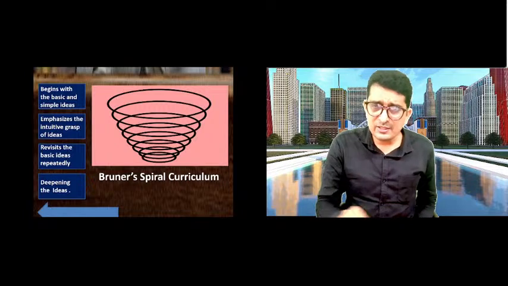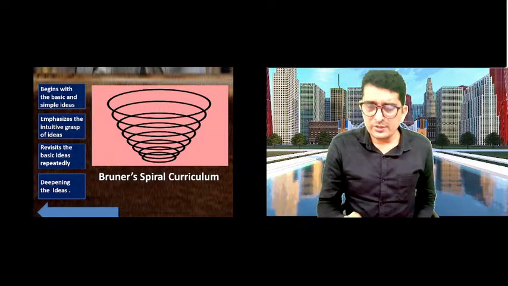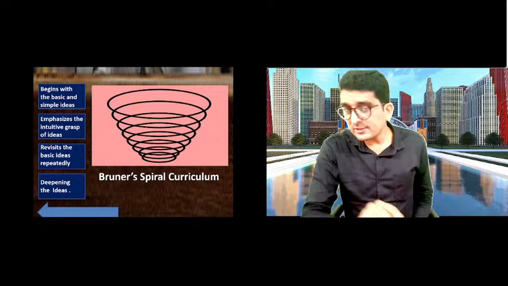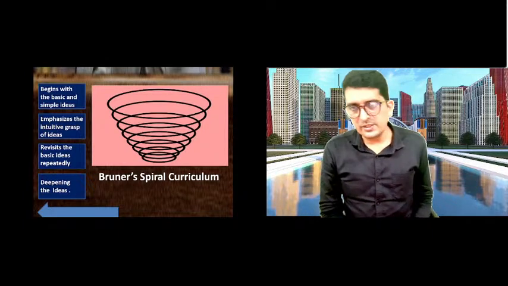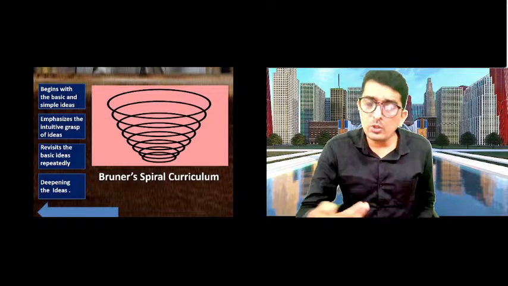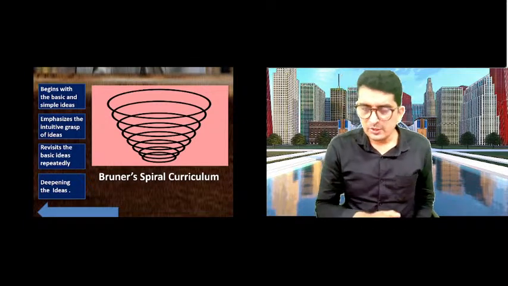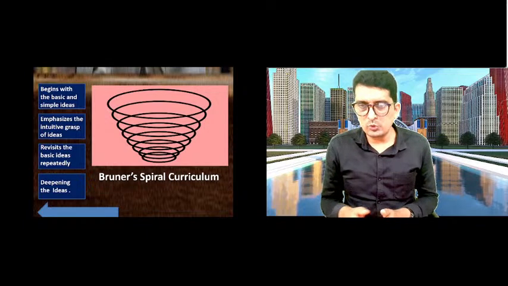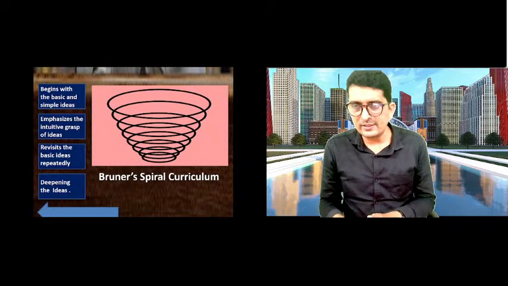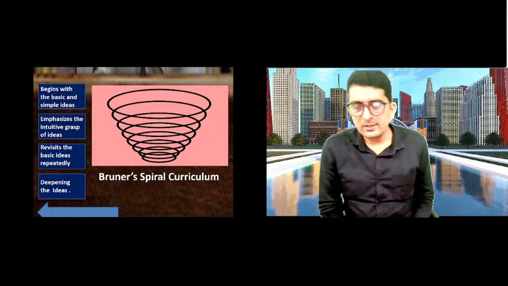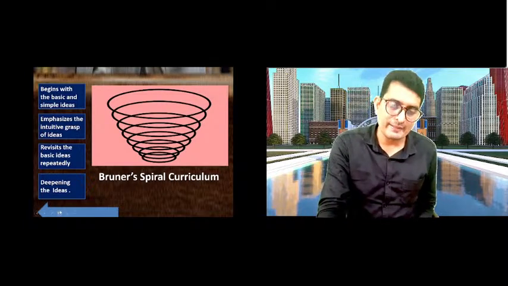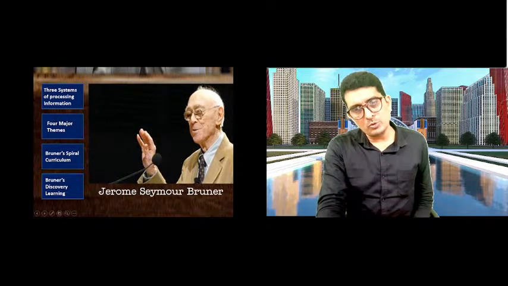You are not arranging a topic in the syllabus in a manner that you will be teaching the whole item together. But you will be teaching the basic items of different concepts in a particular standard. Then in the next standard, you will teach something advanced of the same topics. And this is Bruner's spiral curriculum. So these are some ideas put forth by Jerome S. Bruner.